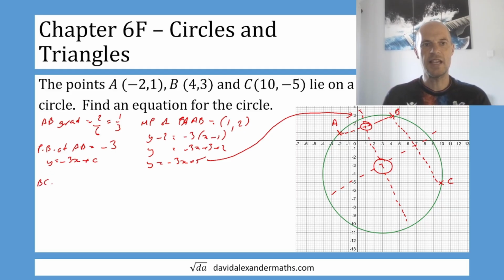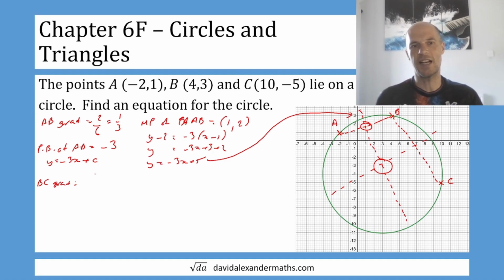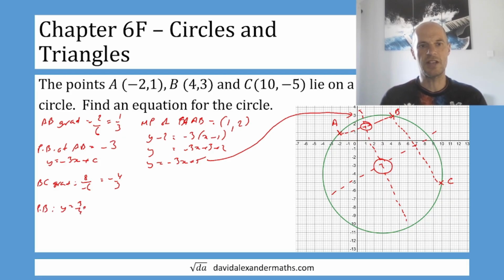So BC gradient, there's a lot going on here, so it's important to label everything clearly so you don't confuse yourself or the examiner. So the BC gradient is 3 take away -5, so 3 plus 5, which is 8, 4 take away 10, -6, so that is -4/3. So therefore the perpendicular bisector's gradient will be y equals 3/4 x plus c.